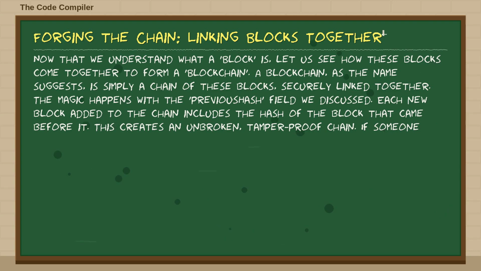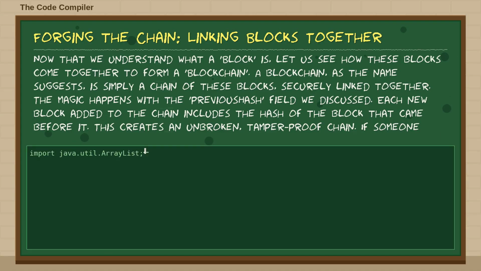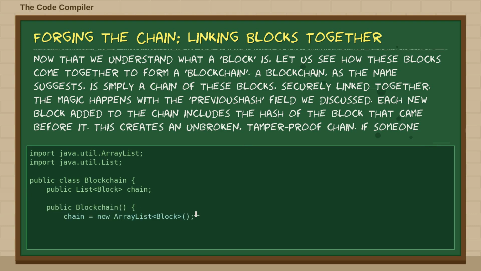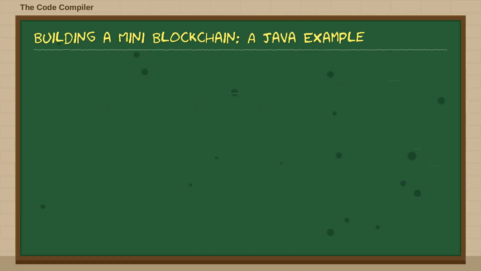Our whiteboard shows a blockchain class in Java. It contains an array list to hold our blocks. The addBlock method is responsible for creating a new block, linking it to the latest block in the chain by setting its previous hash, and then calculating its own hash before adding it to our list. The first block in any blockchain is special. It is called the Genesis block and has no previous block, so its previous hash is typically an empty string or zeros.